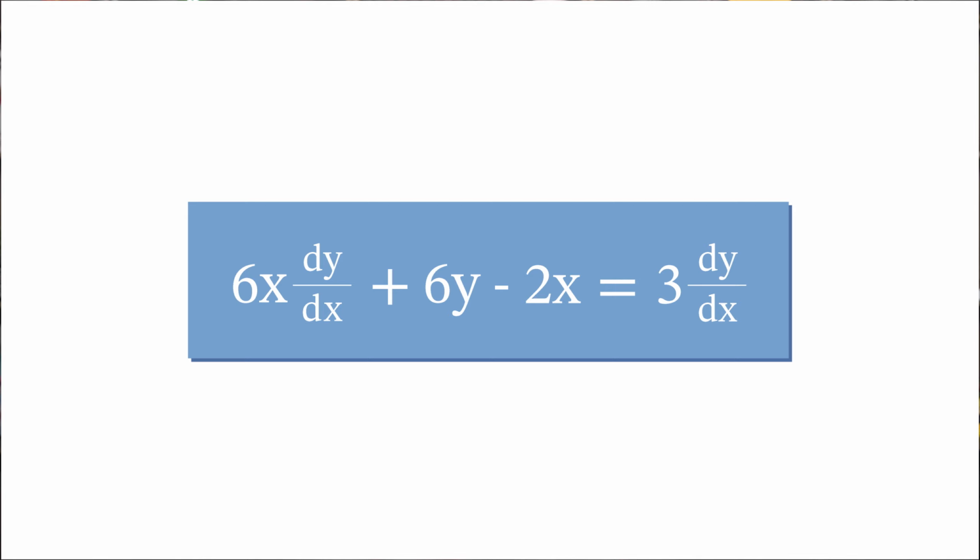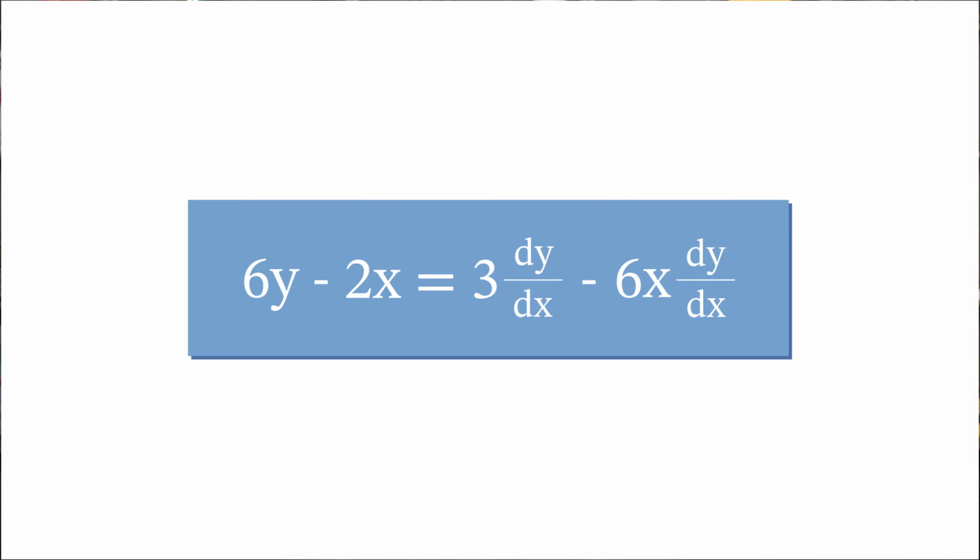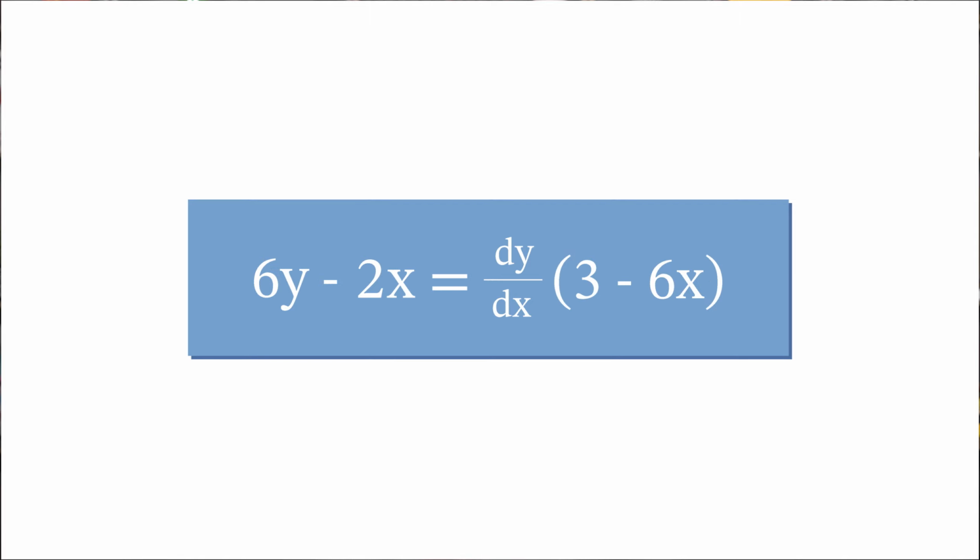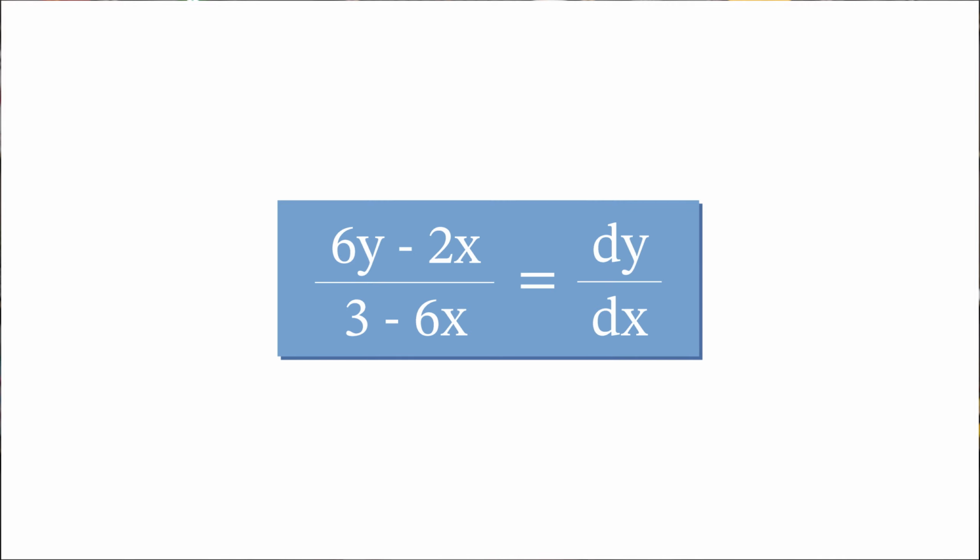Since the goal is finding dy dx, we now just need to isolate dy dx on one side of the equation. Let's move 6x times dy dx to the other side of the equation so we can have all the dy dx's together. To do this, we subtract 6x times dy dx from both sides of the equation. From here, we can factor out the dy dx's. Then divide both sides by 3 minus 6x. And just like that, we have the solution.